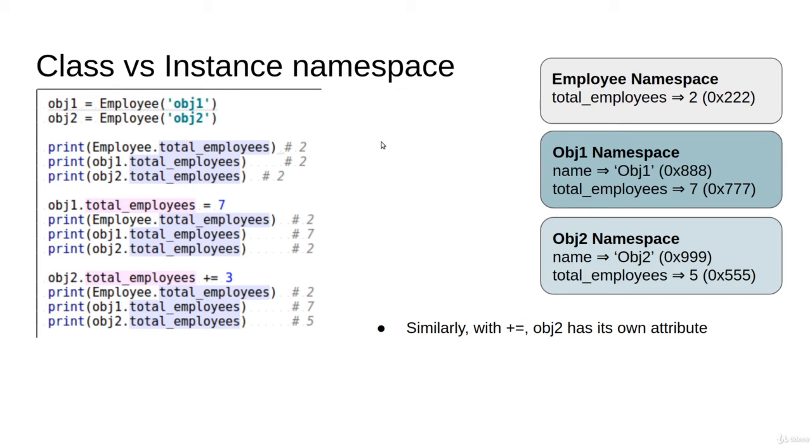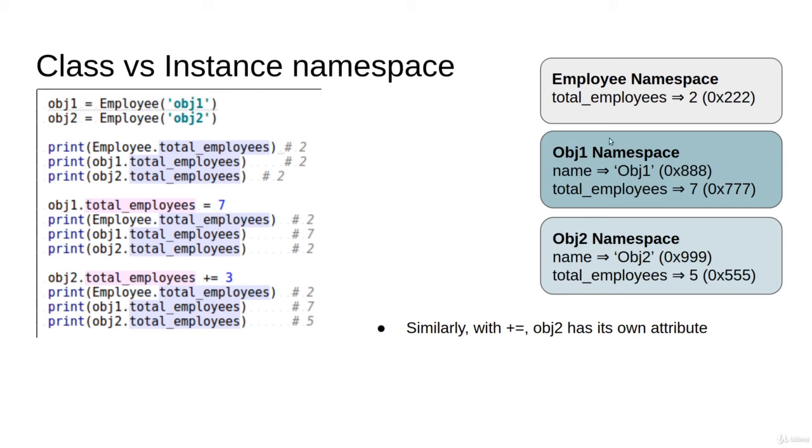Let's take one more step. Object2 started to say total employees plus equal 3. Now, object2 didn't have a total employees variable. This is again a rebinding, and the plus equal, like the equal, will rebind here. The old value of total employees is 2. Plus equal here is the same as object2.total_employees equals object2.total_employees plus 3. So we first take a copy of the value here, 2, add 3 to it, and assign inside the object a variable total employees with the value 5.